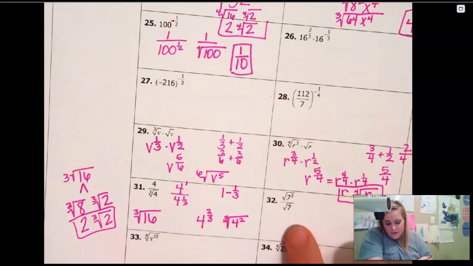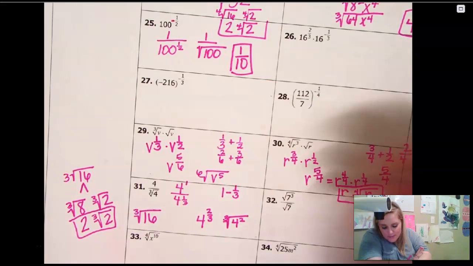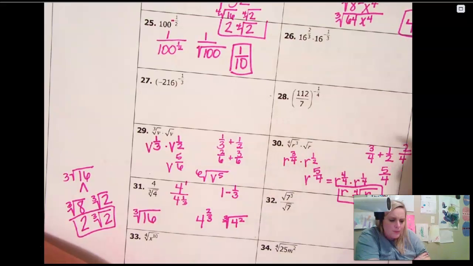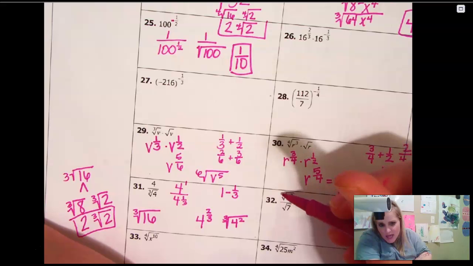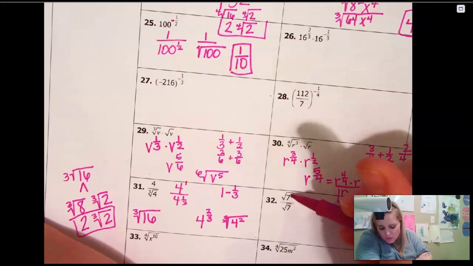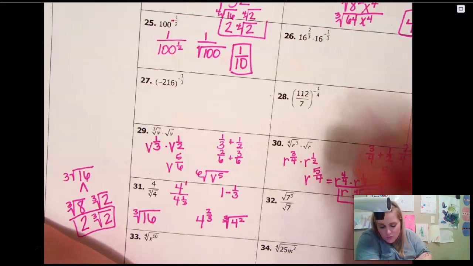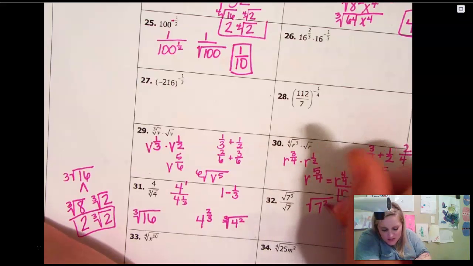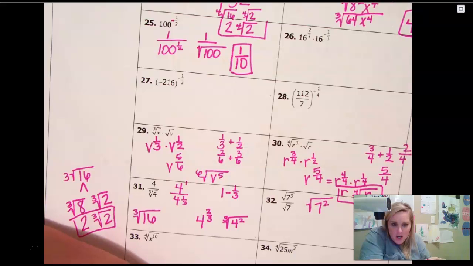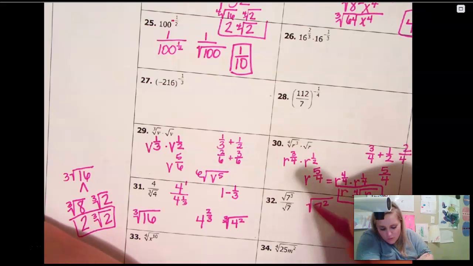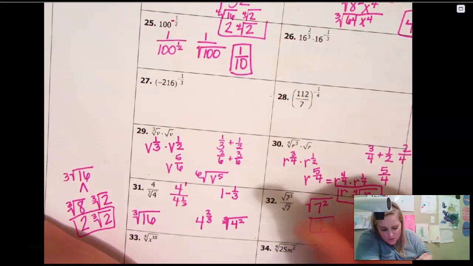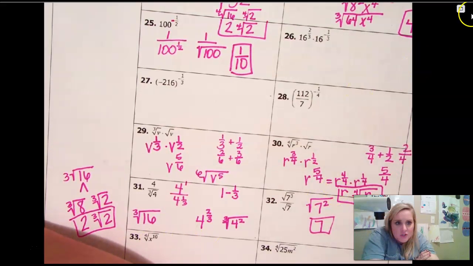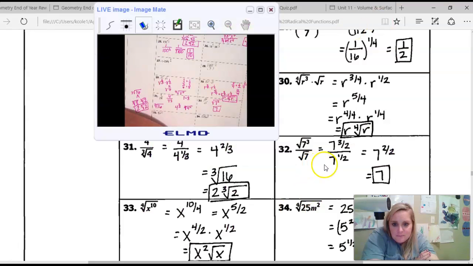Over here for 32, I don't really think you have to rewrite this one, because this is a square root and this is a square root, so really you could just do 3 minus 1, which is going to give you 7 to the 2nd power underneath the radical. Well, the radical and the square are going to cancel each other out, just leaving you with 7.